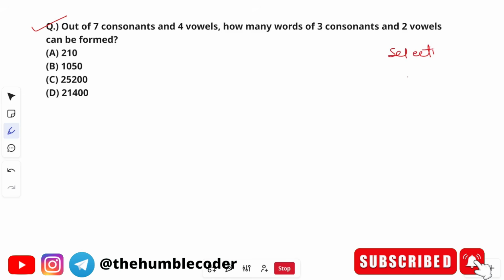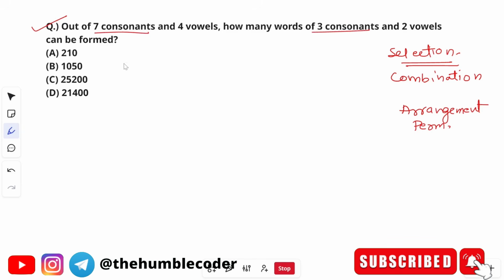I already explained to you that whenever we have a selection based question, we have to apply the combinations logic or formula, and whenever we have an arrangement based question, we have to apply permutation. So this is clearly a combination based question, so we will apply the combination formula. Let's understand how we will apply it. Out of 7 consonants, we have to select 3 consonants, so it can be written in this way.